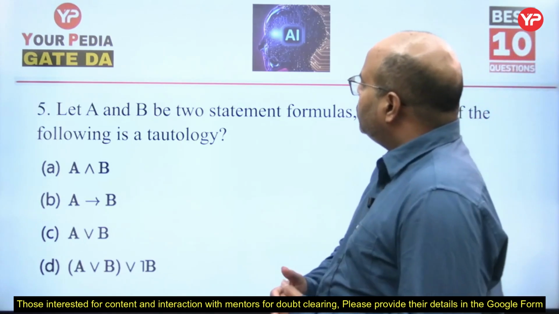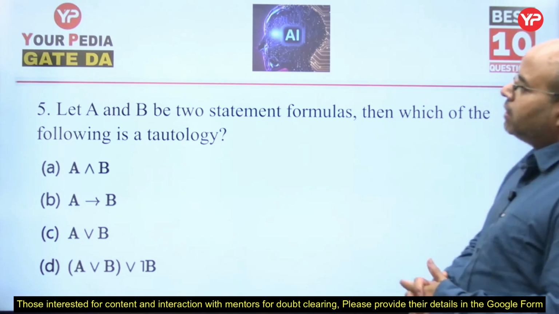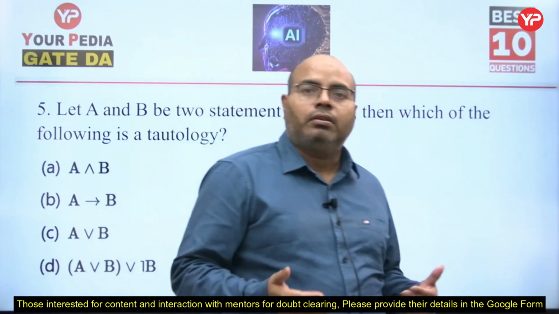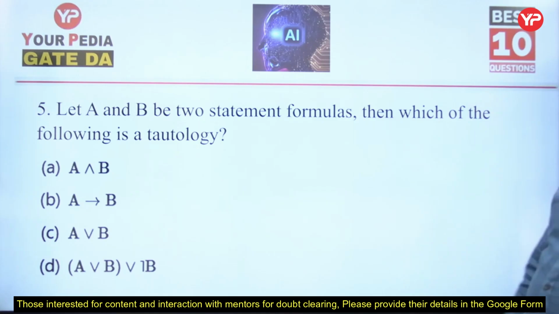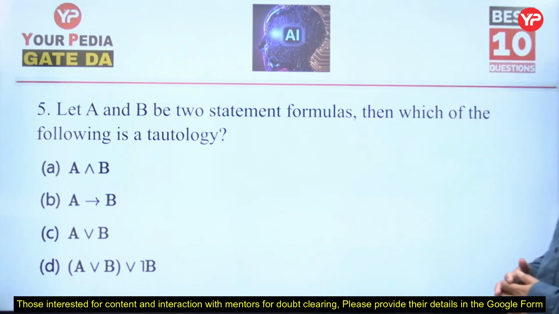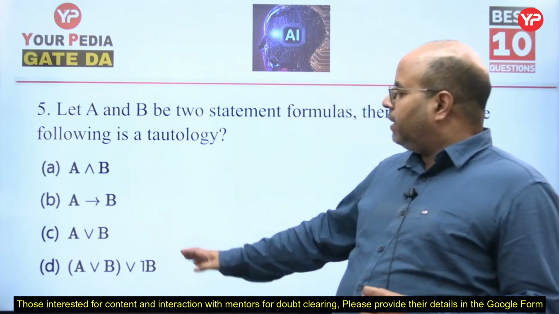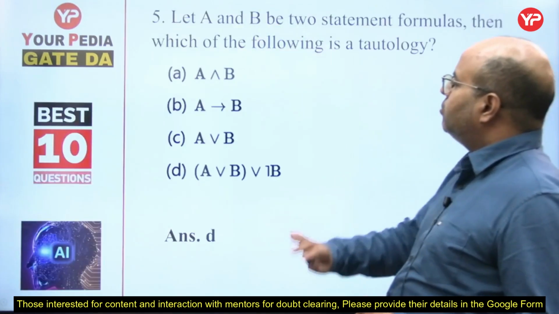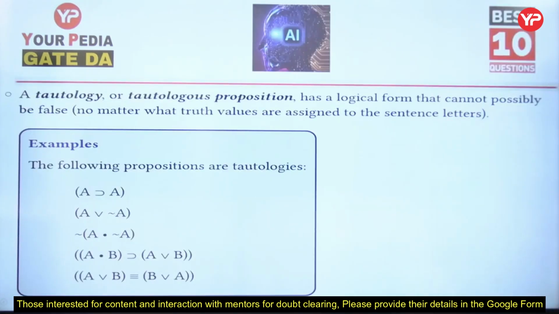Let A and B be two statement formulas, then which of the following is a tautology? Now what is a tautology? It's a new term which has come. Tautology. A and B is a tautology, or A implies B is a tautology, or A union B is a tautology, or A or B, or A or B under bracket, then or not B is a tautology. Which is a tautology? So let us see this question. Answer is of course D. Let us see what is a tautology.